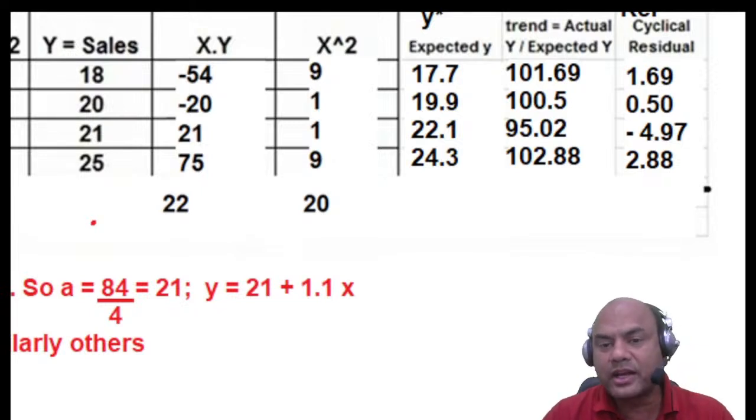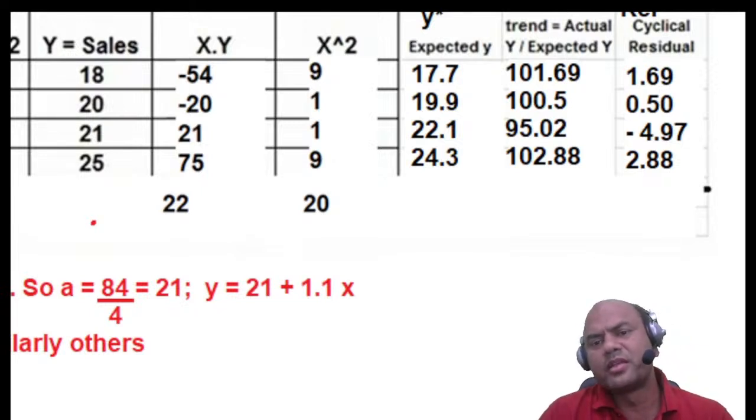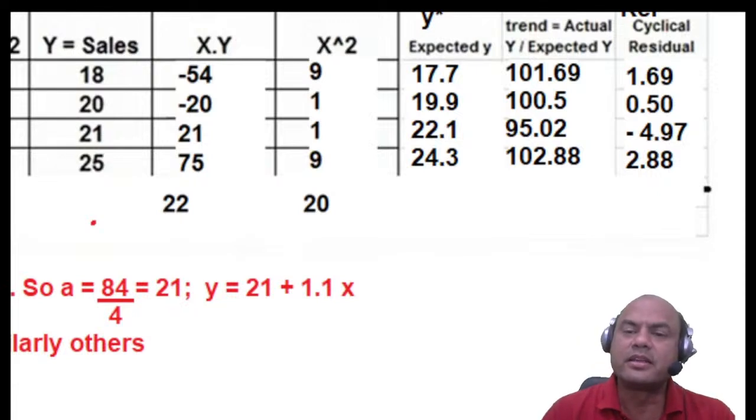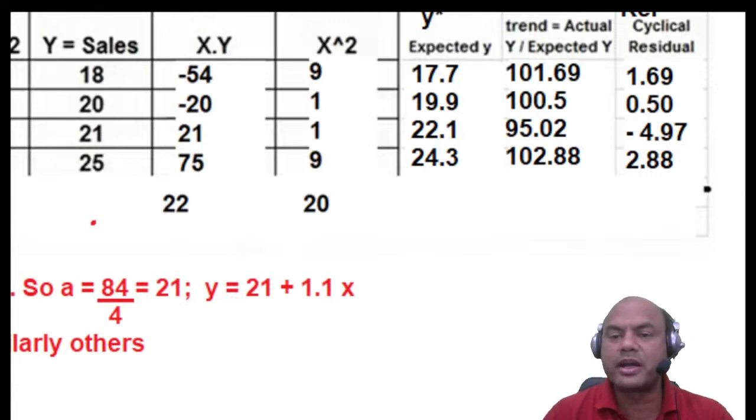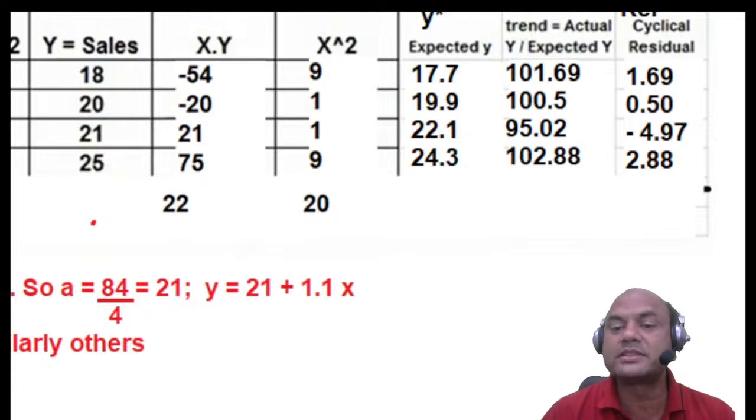From this trend, what can you say? You can say that the fluctuations in the first part is 101, second is 100, third is 95, and fourth is 102. So these three seem to be similar, 101, 100 and 102. But this figure is separate. This is like the COVID situation. I'll have to remove this.